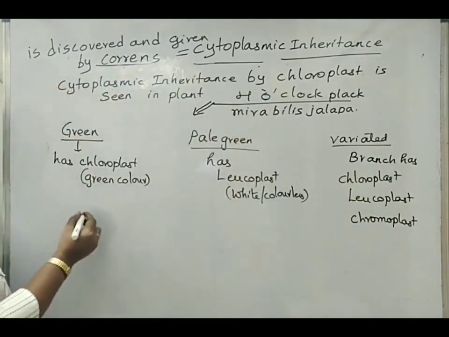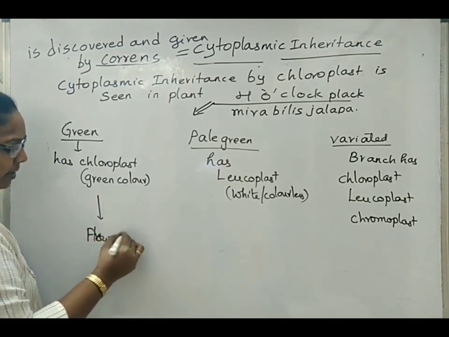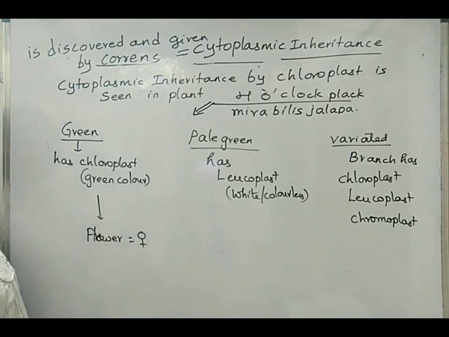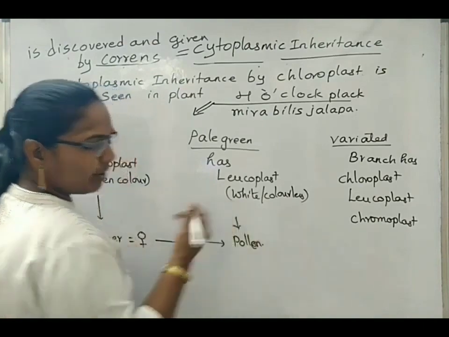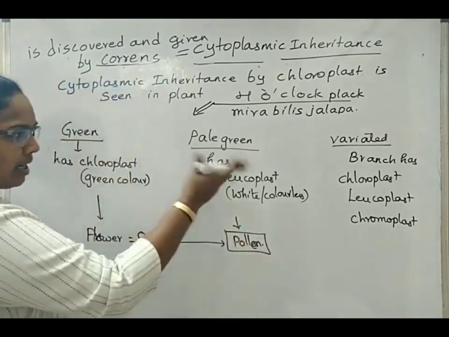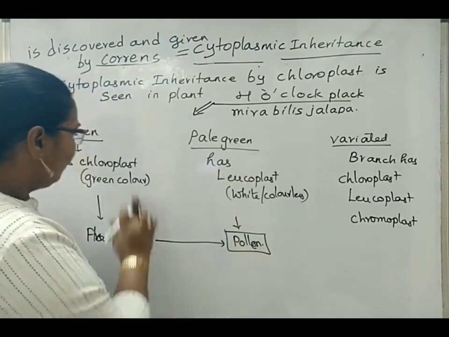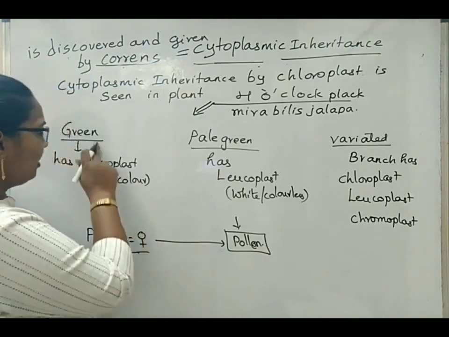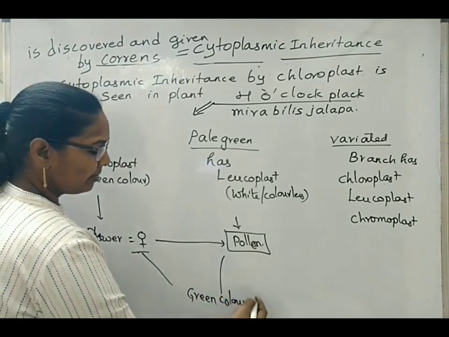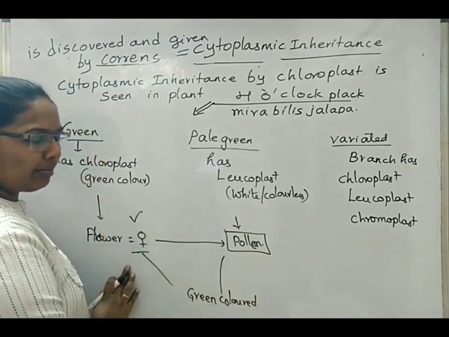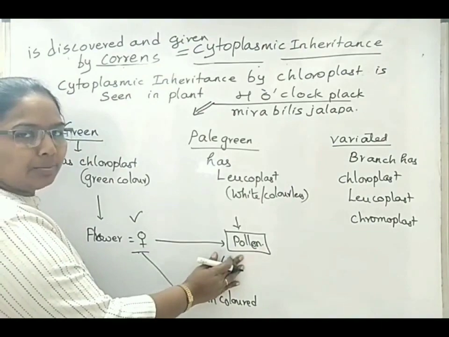Now, if a flower is produced from this branch and that flower's female gynoecium is crossed with the pollen of a flower from another type of branch, it can give a different color. Since the female structure is from a green branch, it will produce only a green colored branch again. Because we know that female gametes carry cytoplasmic inheritance and pollen is not responsible for cytoplasmic inheritance.